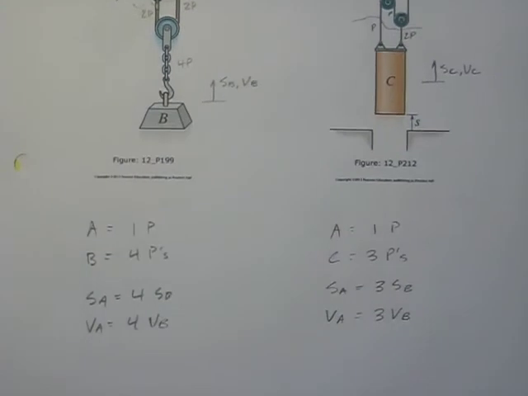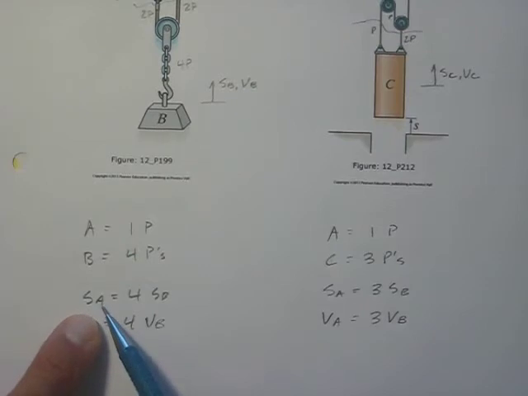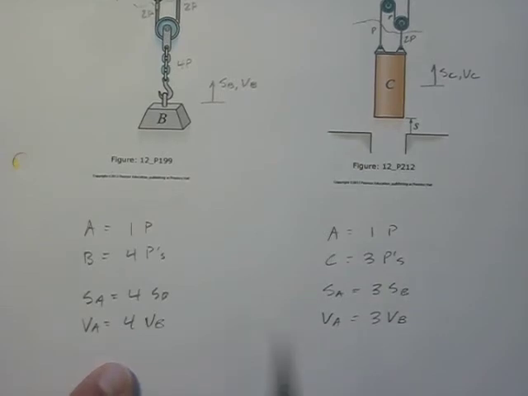So by following the P's, I can just count those. I say A is equal to 1 P, B is equal to 4 P's, and I can say that the displacement of A is 4 times the displacement of B, and the velocity of A is 4 times the velocity of B.